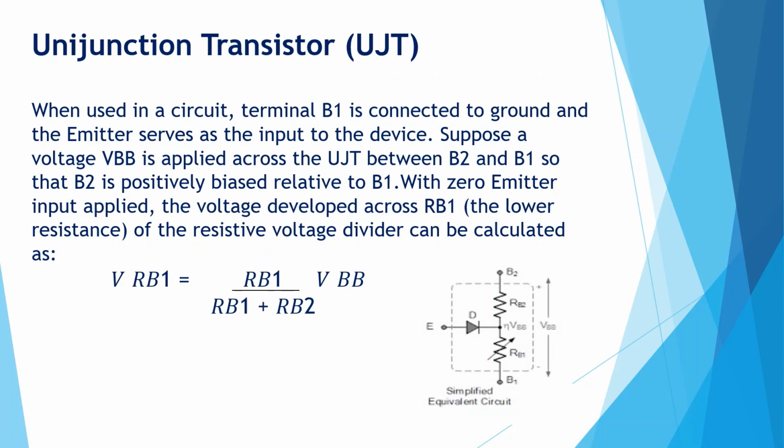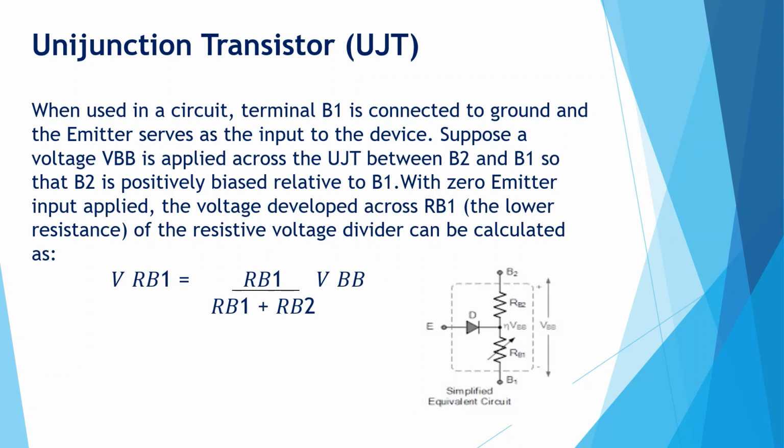Due to the flow of emitter current through RB1, the number of charge carriers in RB1 is increased. Of course, if current is flowing through it, then we say that the resistance is reducing, right? So as I said, due to the flow of emitter current, the number of charge carriers in RB1 is increased, which reduces its resistance. And if the resistance of RB1 decreased, it means eta, which is the intrinsic standoff ratio, will also decrease.